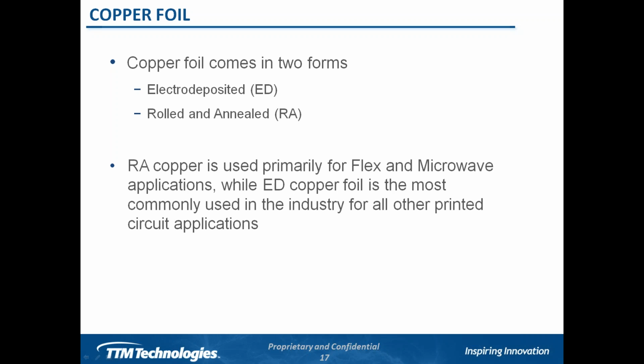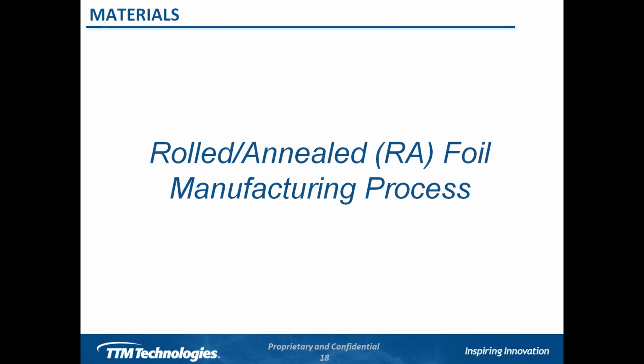The only thing to note with these two is rolled annealed foils are not always available on all material sets, so be careful if you're trying to spec it out in conjunction with, let's say, an FR4. Likely it's not available in that combination. But let's go through and let's look at how each of these foil types are made.